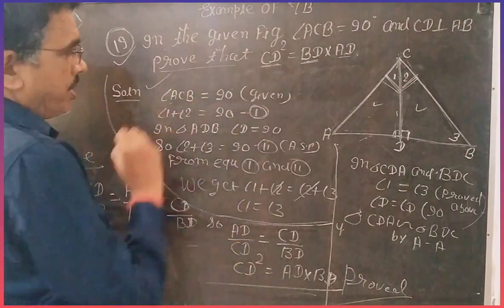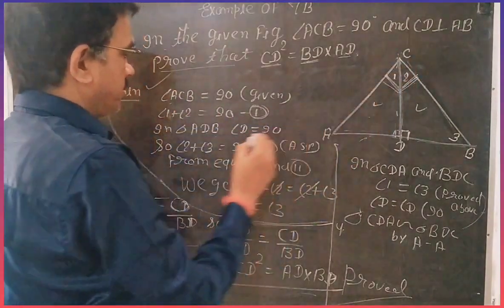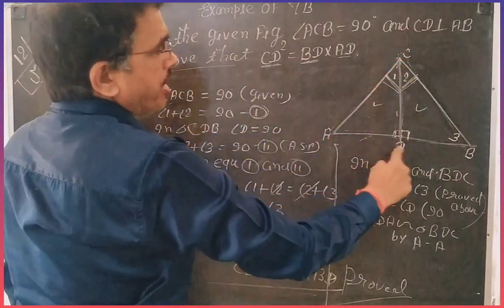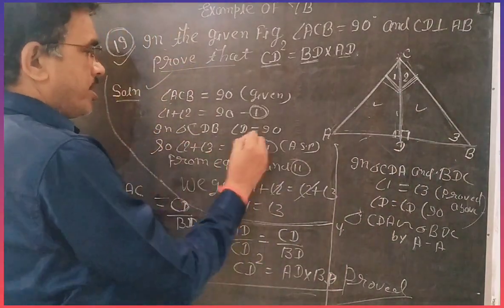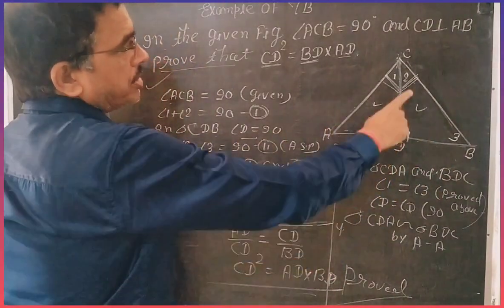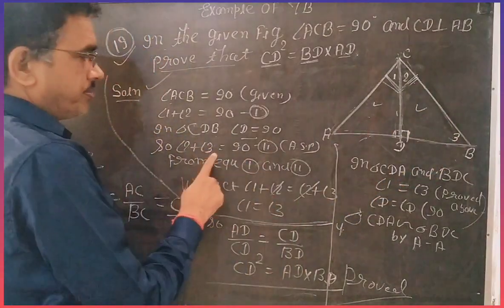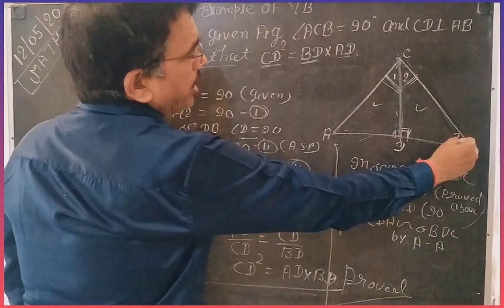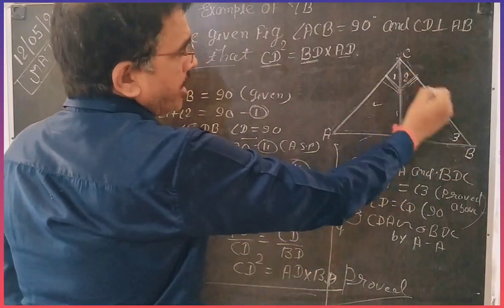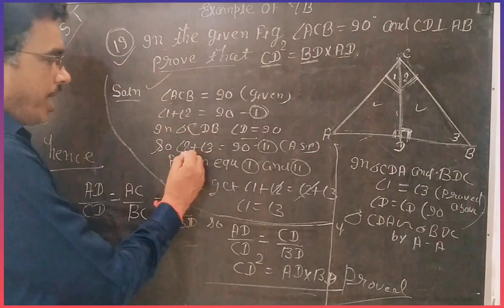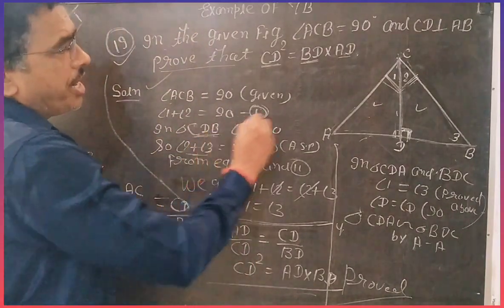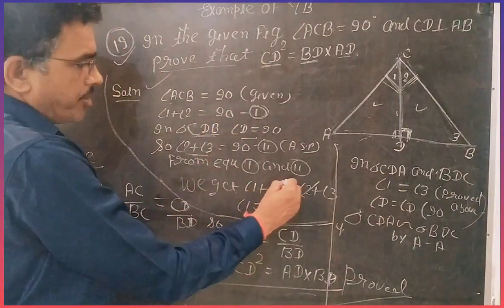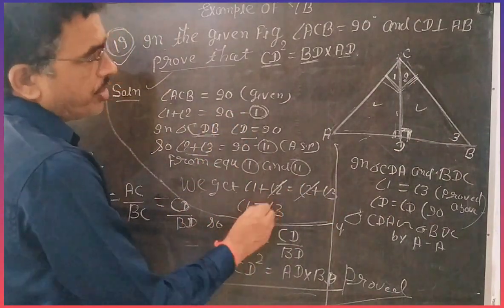First equation. In triangle CDB, angle D is 90, hence 2 plus 3 is also 90. Why? By the angle sum property. Because one angle is 90 and the sum of three angles is 180, it is clear 2 plus 3 is 90. So I write here 2 plus 3 is 90 in triangle CDB. RHS is equal, so LHS is equal, so 2 cancels, so 1 is equal to 3.